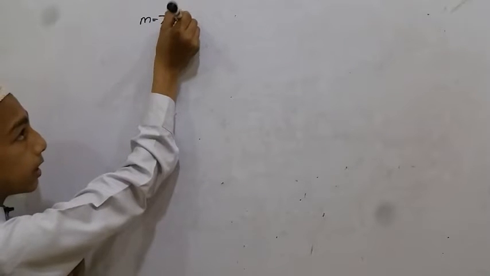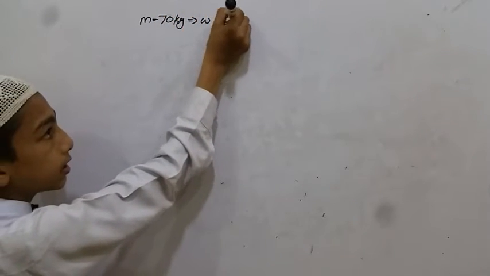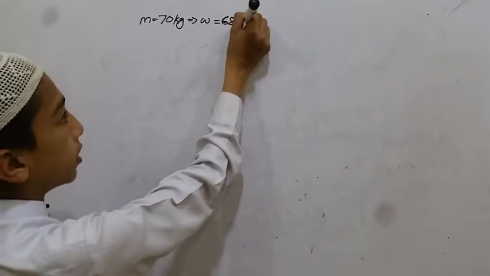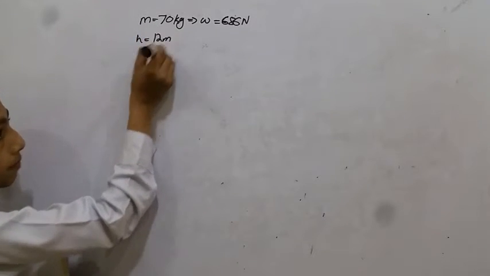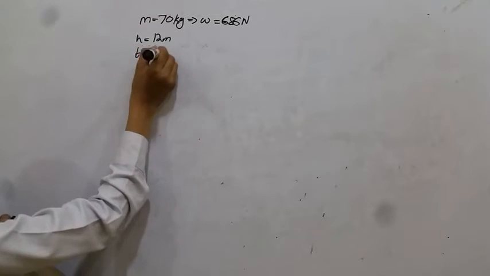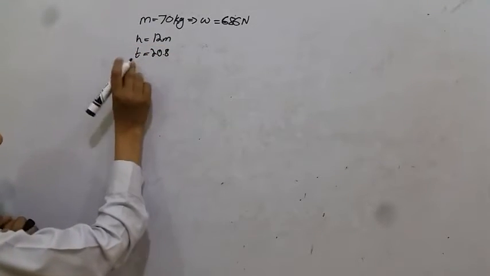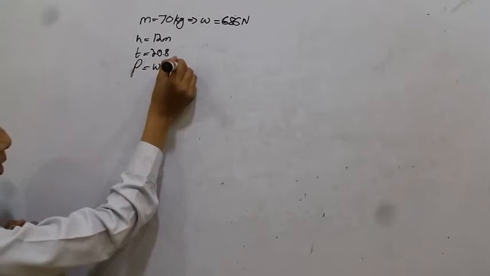The mass of the man is 70 kg, so the weight is 686 Newton, the height is 12 meter, and the time t is 20 seconds. Now find his power in watts and horsepower. Horsepower in British engineering.